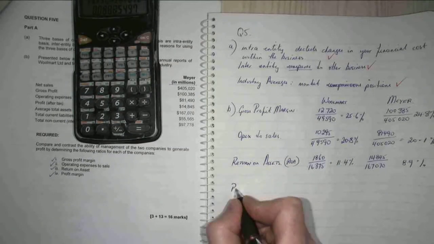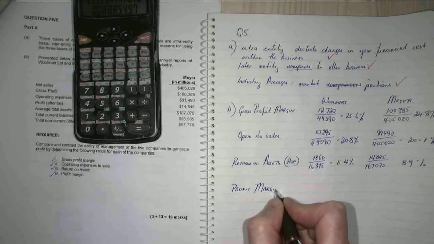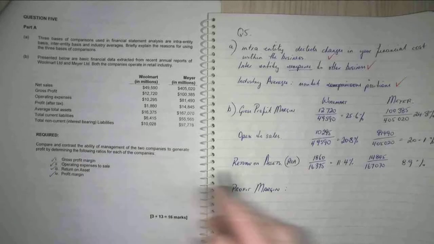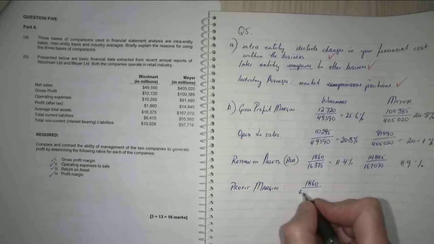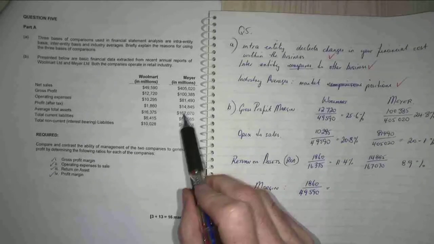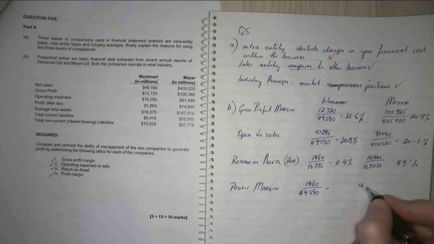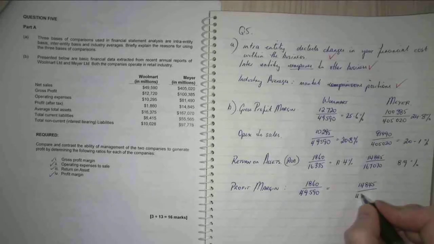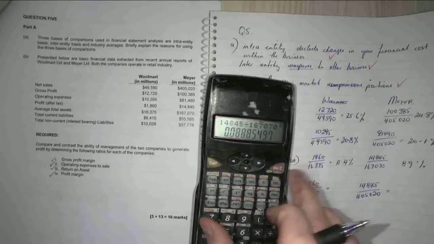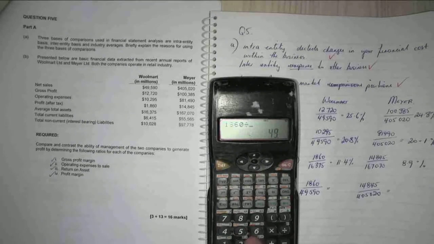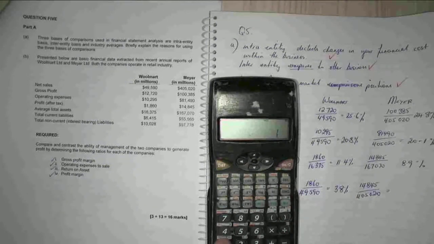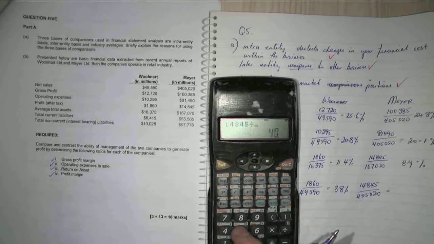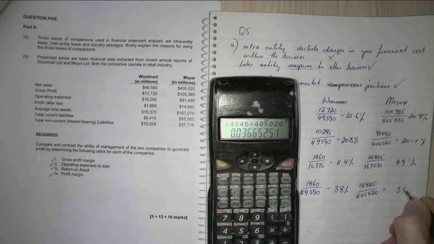Huge difference. And my last one I want to calculate is my profit margin. So my profit margin is my profit divided by my sales. So I've got 1860 divided by 49,590 and once again we've got 14,845 divided by 405,020. And what do we get? 1860 divided by 49,590 equals 3.8%. And this one would be 14,845 divided by 405,020. 3.6 or 7%.